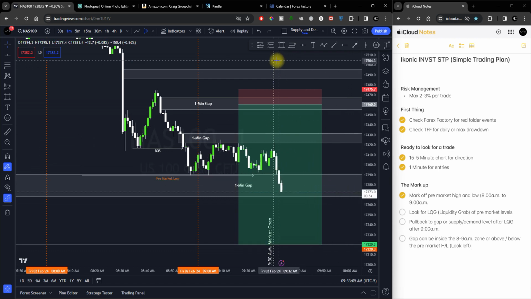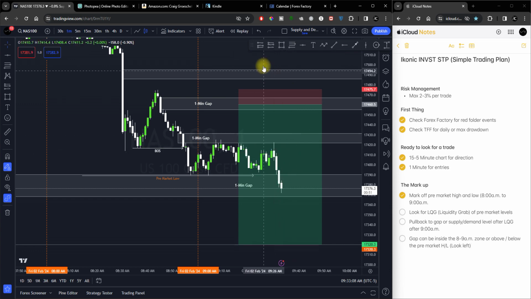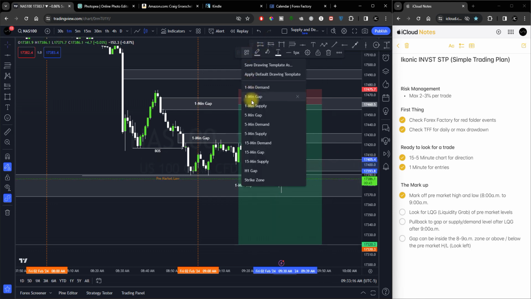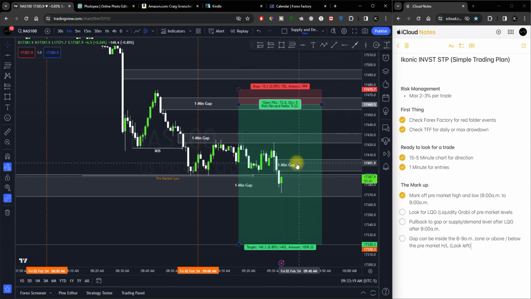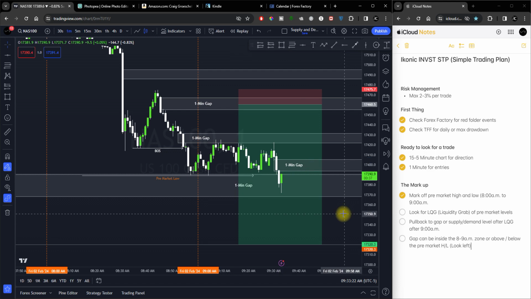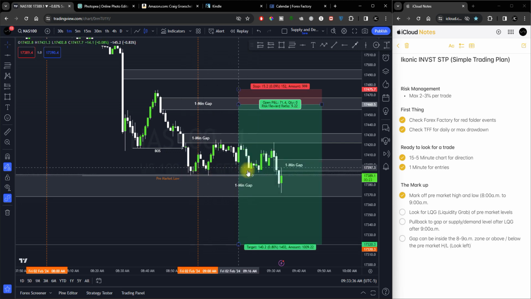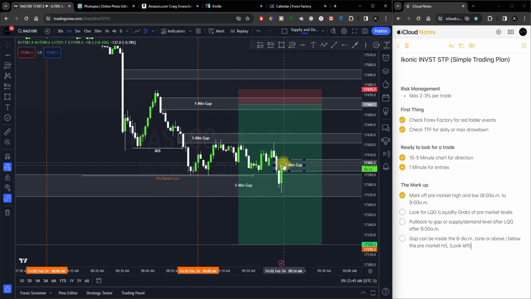So the market created another gap. Let's delete this real quick. Market created another gap right here. Let's mark that off. Gap. So I think we got some buyers that got stopped out. People that bought in here thought the market was going to go up. They probably got stopped out by this candle. Now we're pushing up.